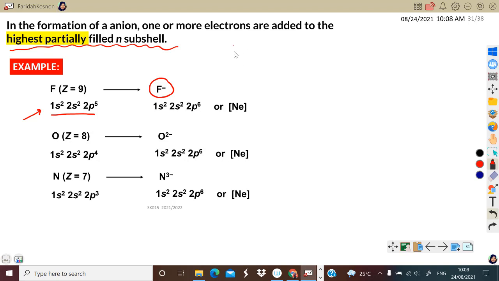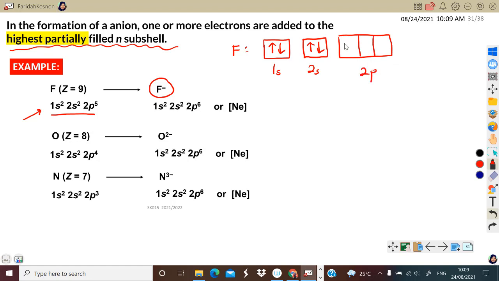Okay, saya lukis dulu orbital diagram bagi fluorine. Saya bincang satu contoh sahaja ya. Okay, 1s, 2. Okay, here we have 2s, 2. Now lagi 5 elektron occupy 2p orbitals. Okay, 2p, 1, 2, 3, 4, 5. Okay. So, bila dia nak form fluoride ion, kita tahu anion dia mesti gain elektron.